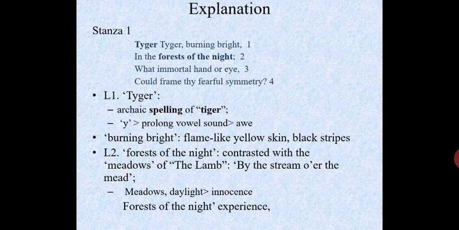By the stream and o'er the mead, there was one line in the poem The Lamb. Now, meadows and daylight signify innocence, meekness, naivety. The forest of the night, on the other hand, signifies experience, and obviously the sense of danger and evil. Now, this is important because a lamb cannot survive in the forest, but a tiger can. So the tiger is representing fierceness. The tiger is a symbol of fierceness.